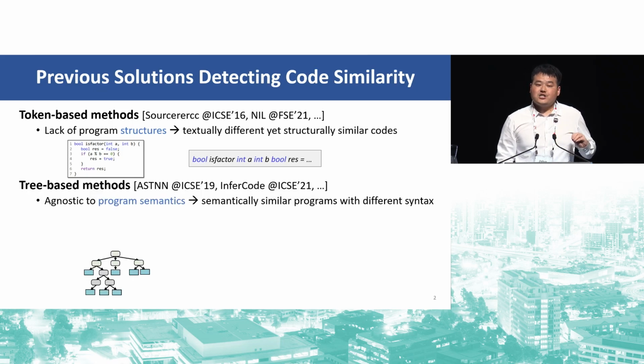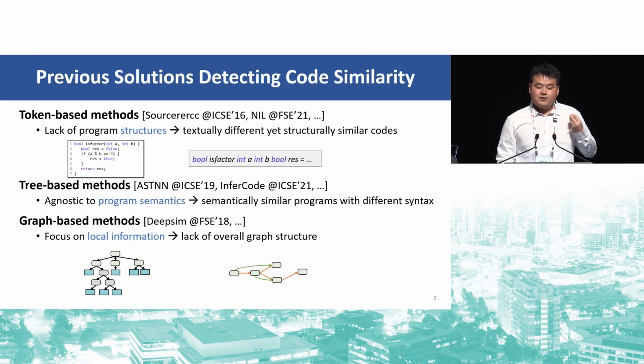The second research direction is tree-based methods. This kind of method treats source code as an abstract syntax tree. However, the abstract syntax tree is agnostic to program semantics, so it is hard to detect semantically similar programs with different syntax. To integrate program semantics, graph-based methods integrate control flow and data flow. However, previous work mainly focused on local information. Here, it means they mainly focus on the one-hop or two-hop information in the graph representation, so they may lack the overall graph structure.